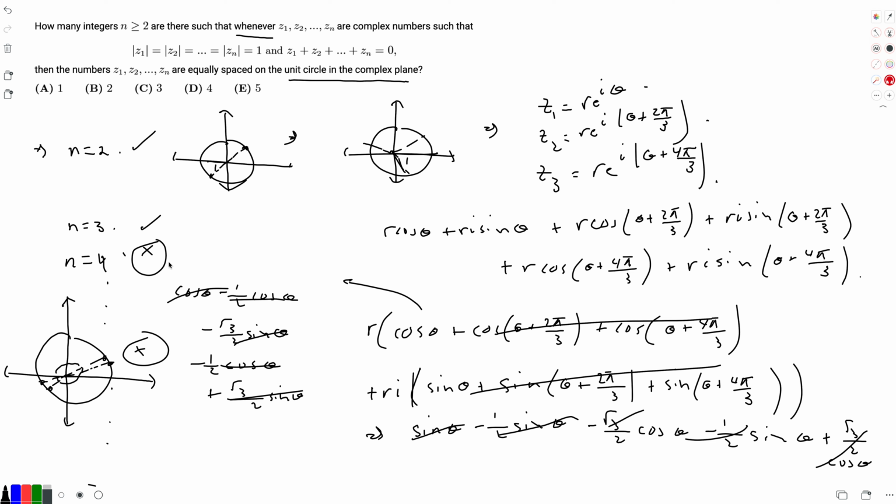Therefore, n equals 2 and n equals 3 are the only values that work. Those are B values, and we are done.